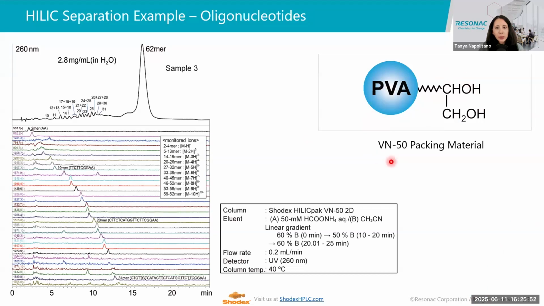The VN50 is built on a PVA base with diol functional groups promoting hydrophilic partitioning. Because oligos are highly polar due to their phosphate backbones, they interact strongly with the water layer on the stationary phase, so longer strands retain longer. So this is a pure HILIC mode, no ion exchange, making the method simple and highly reproducible.